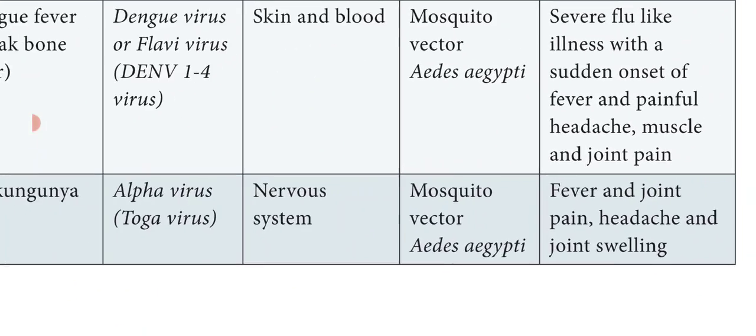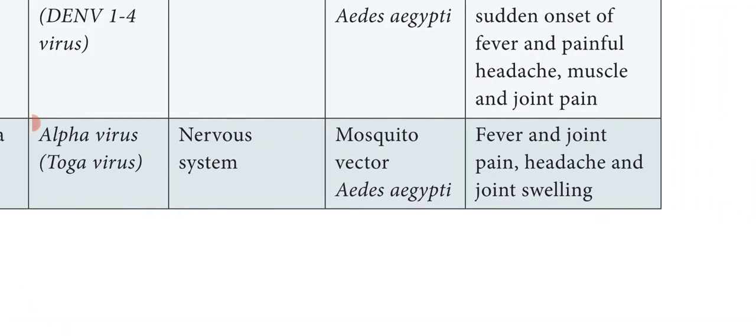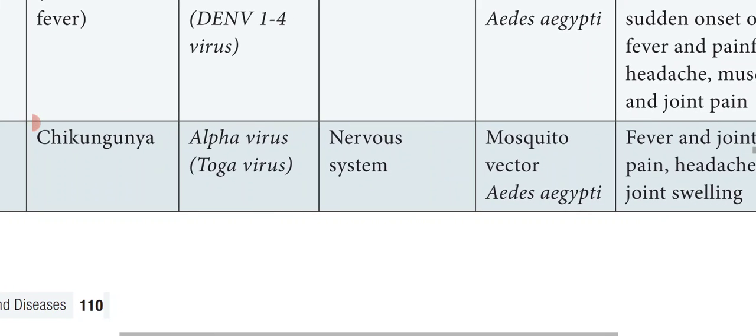Next is chikungunya. It is caused by an alpha virus, that is a toga virus. It mainly affects the nervous system, and it is also transmitted by a vector, the mosquito Aedes aegypti. Symptoms are fever and joint pain, headache and joint swelling. So these are the symptoms of the disease chikungunya.